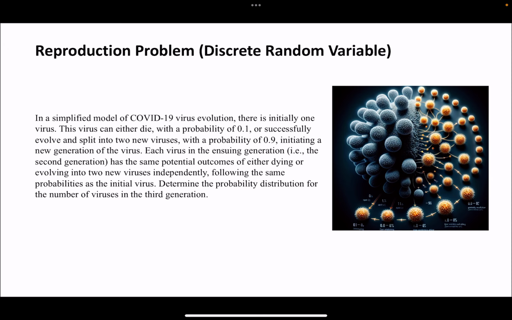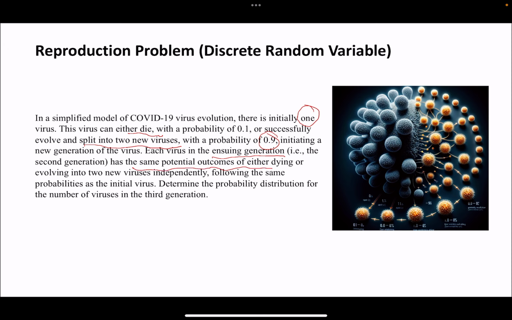Okay, now let's look at this virus reproduction problem. In a simplified model of COVID-19 virus evolution, we assume that initially there's only one virus. This virus has two possibilities: either die with a probability of 0.1, or successfully evolve and split into two new viruses with probability of 0.9, initiating a new generation of the virus.